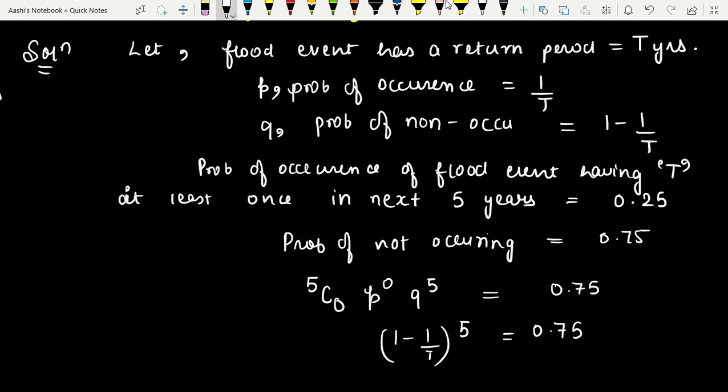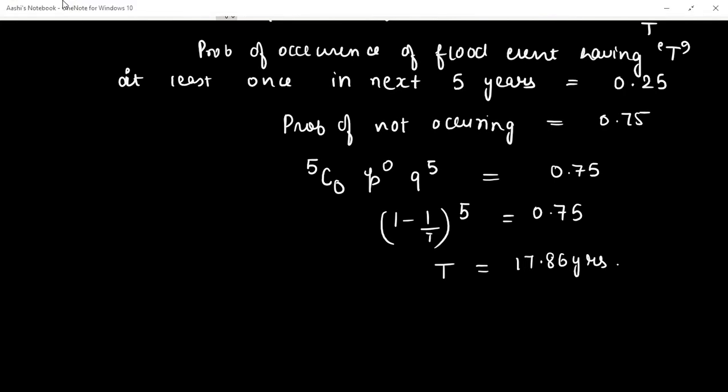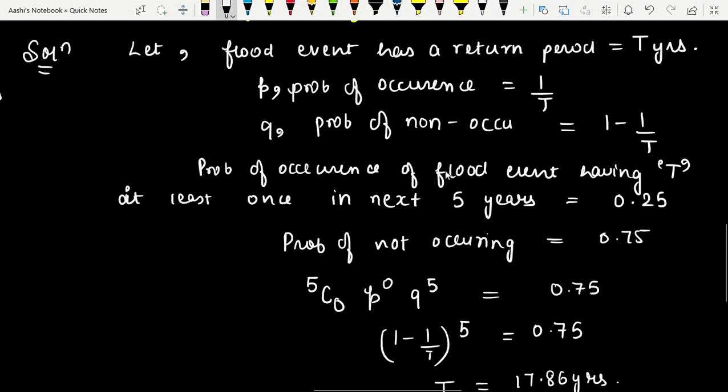So when I solve it, I will get the return period T equal to, so how will I solve it? I will take the power 1 by 5 here and then I will take this 1 here. So while solving, I will get T, capital T, as 17.86 years. So the return period of this flood event is 17.86 years. So I hope you understood this question.